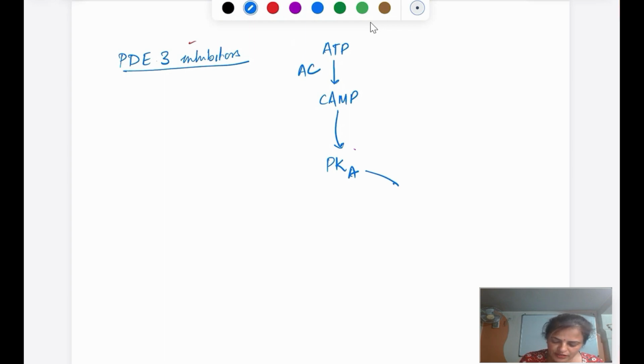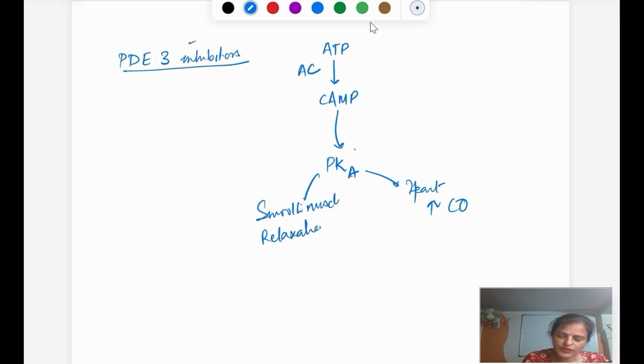So important action in the heart and in the smooth muscles like bronchial smooth muscle or the blood vessels. In the heart it is going to increase the cardiac output, whereas in the smooth muscle it is going to cause relaxation. Okay. Now this cyclic AMP is degraded by the phosphodiesterase enzyme.